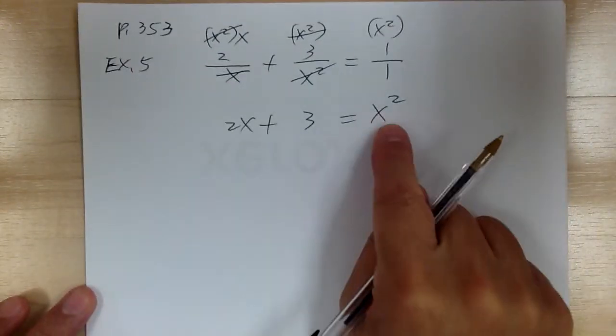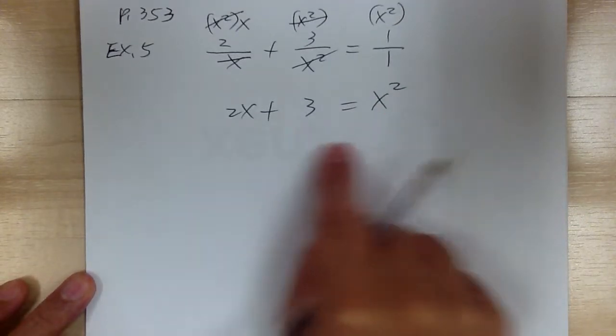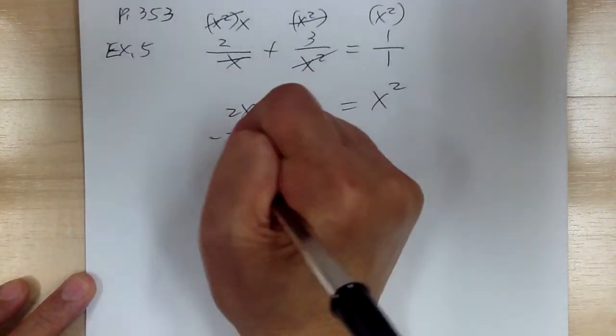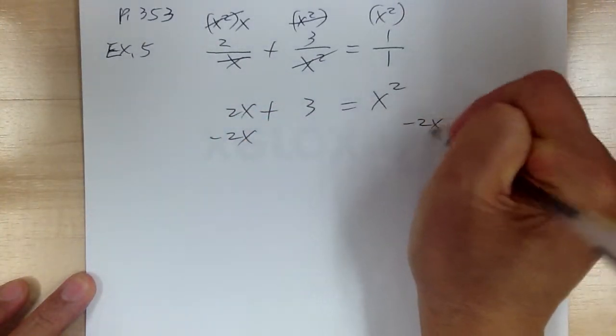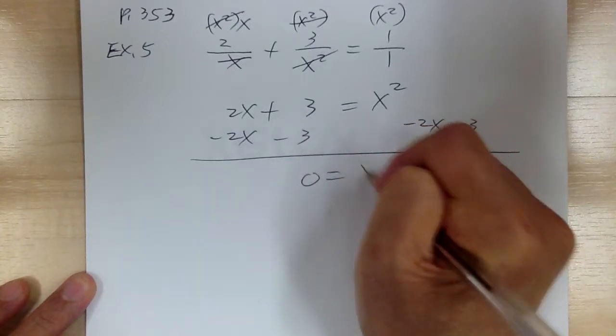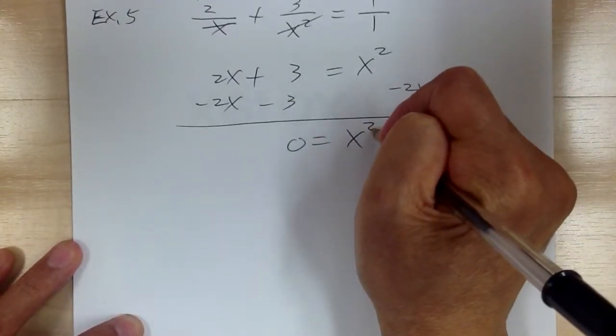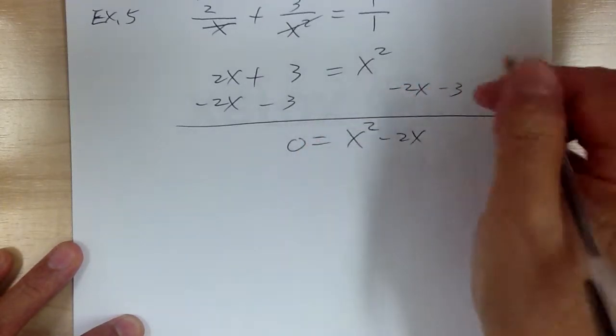Okay, so now when you have x squared, right away you know you have to do factoring. So I'm going to move everything to this side. So minus 2x, minus 2x, minus 3, minus 3. So you have to have it equal to 0 when you're doing factoring. Whenever you see a square, right away you know you have to do factoring. Means you have to have it equal to 0.